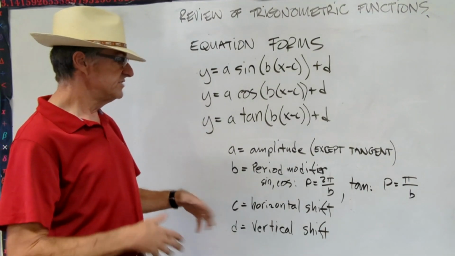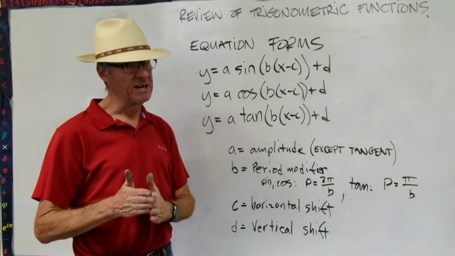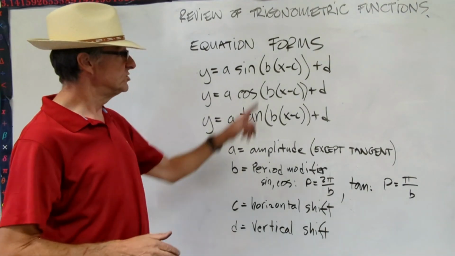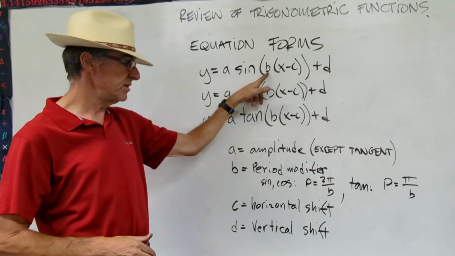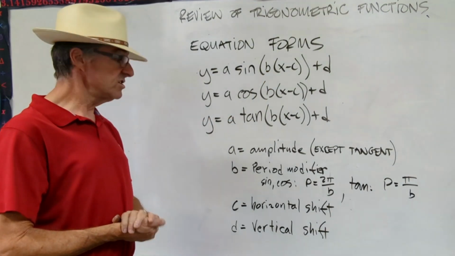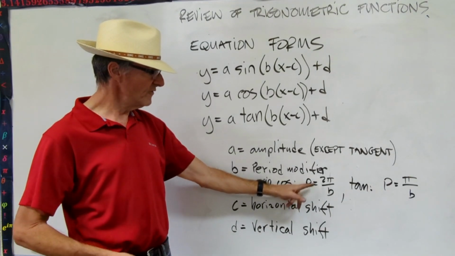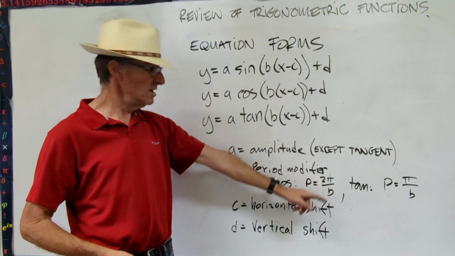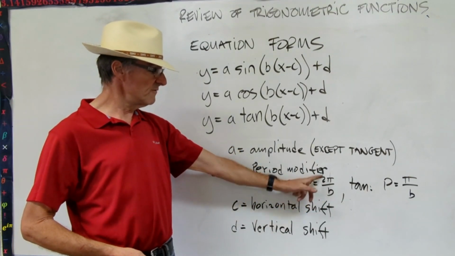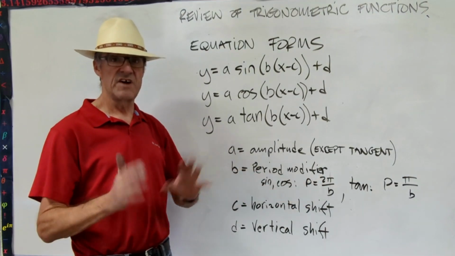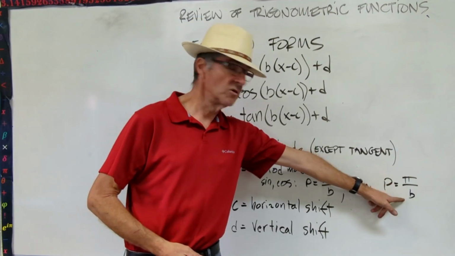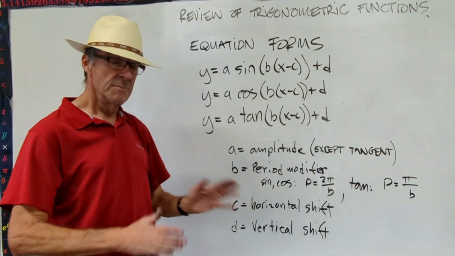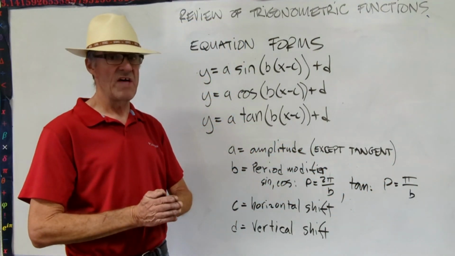Now B is our period modifier. It's not the period. So whatever you see there, it's not the period, but it can be used to find the period. For sine and cosine, the period itself is 2 pi divided by the b. So if I give you the period, you can find b with this equation and vice versa. Now for tangent, the period equals pi over b. So it's slightly different, but there's an easy way to remember that.